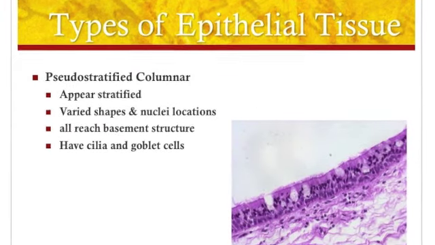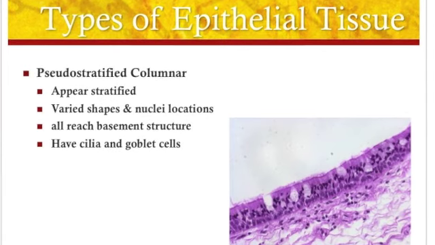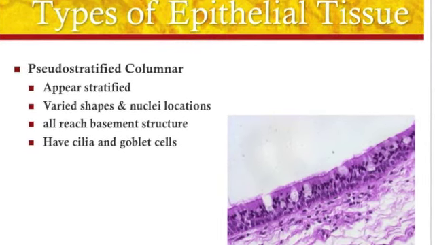Pseudostratified columnar epithelium appears stratified. They also have varied shapes and nuclei locations, and they all reach a basement structure. One important thing is that they all have cilia and goblet cells.